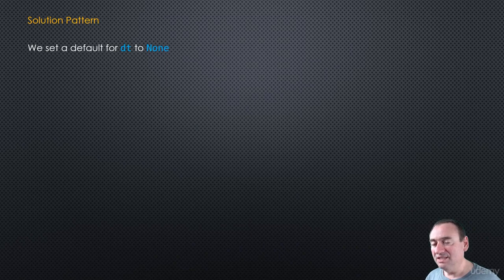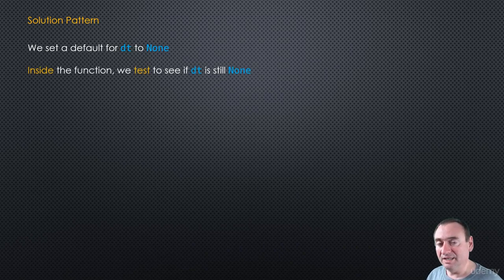So here's a solution, and this is kind of a pattern that you can use for any kind of problem like that. We're not going to set DT to that defaulted time, right? Instead, we're going to set it to None. And when we set it to None, we can then test inside the function to see if it's still None. By saying DT equals None in the parameters, we're essentially still making it an optional argument, right? Because it has a default value. The default value just happens to be this None object.